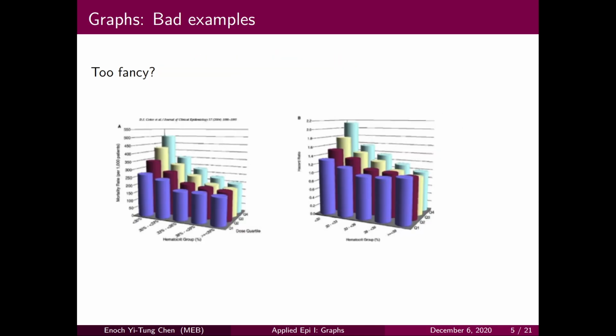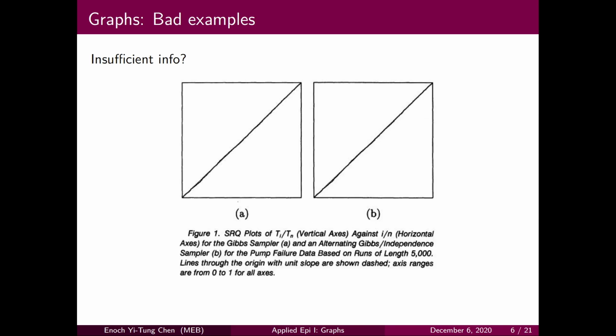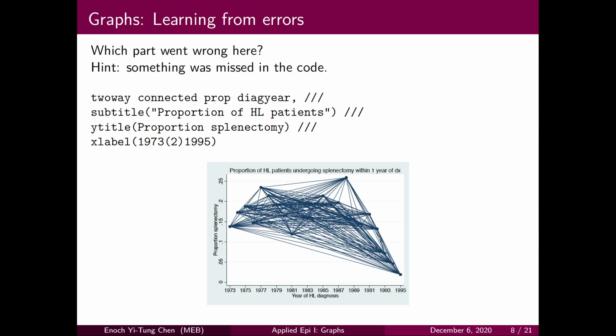Next one, this one is a bit too fancy. It takes time and more effort to find out the corresponding number from this 3D bar chart. Another extreme example here is this one with too little information. Even though the caption says something, I kind of think that they should give more info on the data itself.